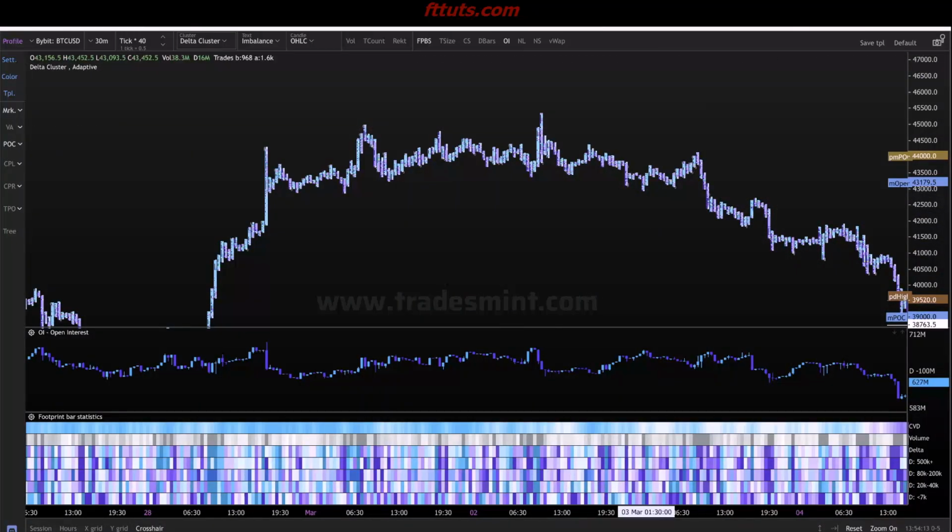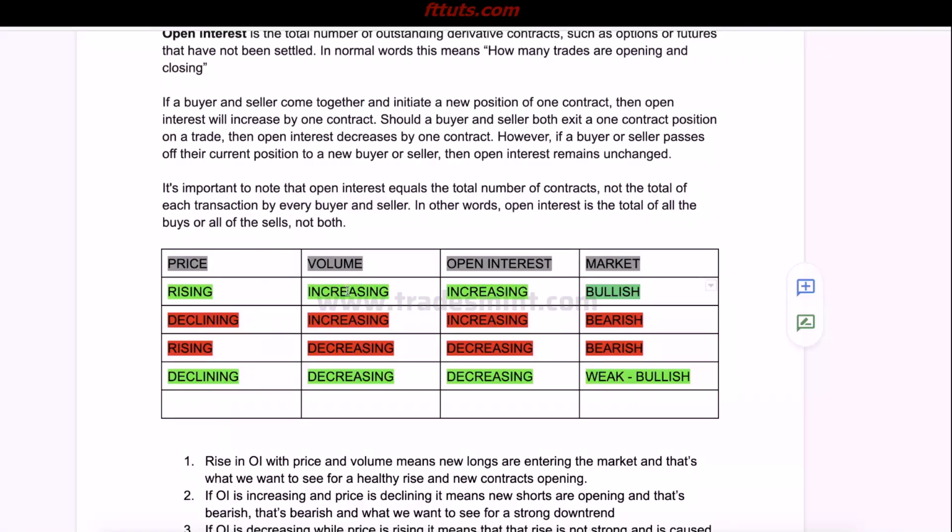So if we see open interest is coming up, if we see volume is getting higher, and we see price is going up, that means we are in a strong uptrend, and that is a bullish market condition. If we see that price is getting lower, and volume is increasing, and open interest is increasing, that means we're in a strong downtrend, and this is bearish. Okay, so basically the opposite of what we just saw.